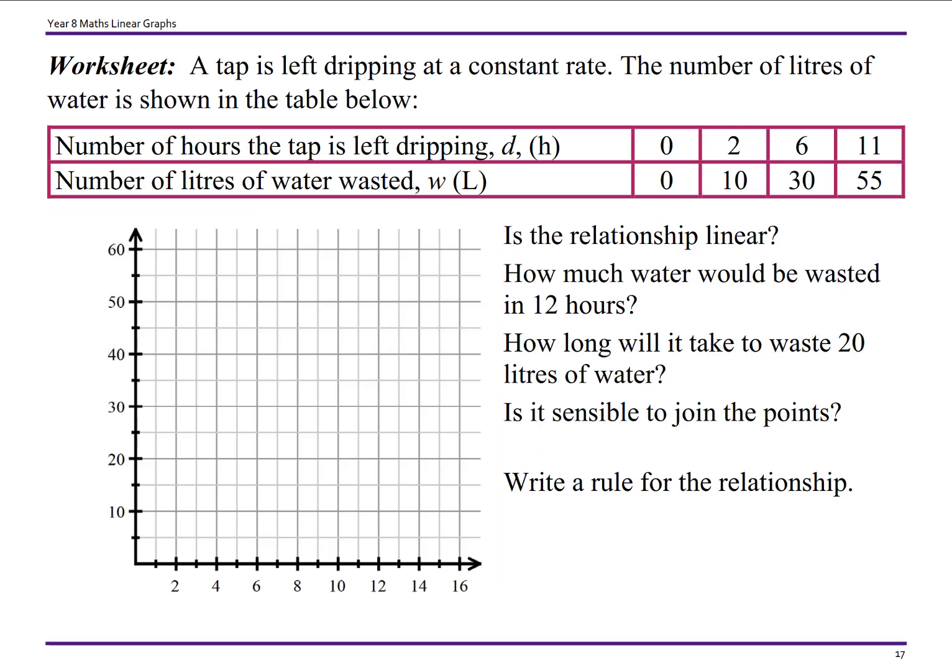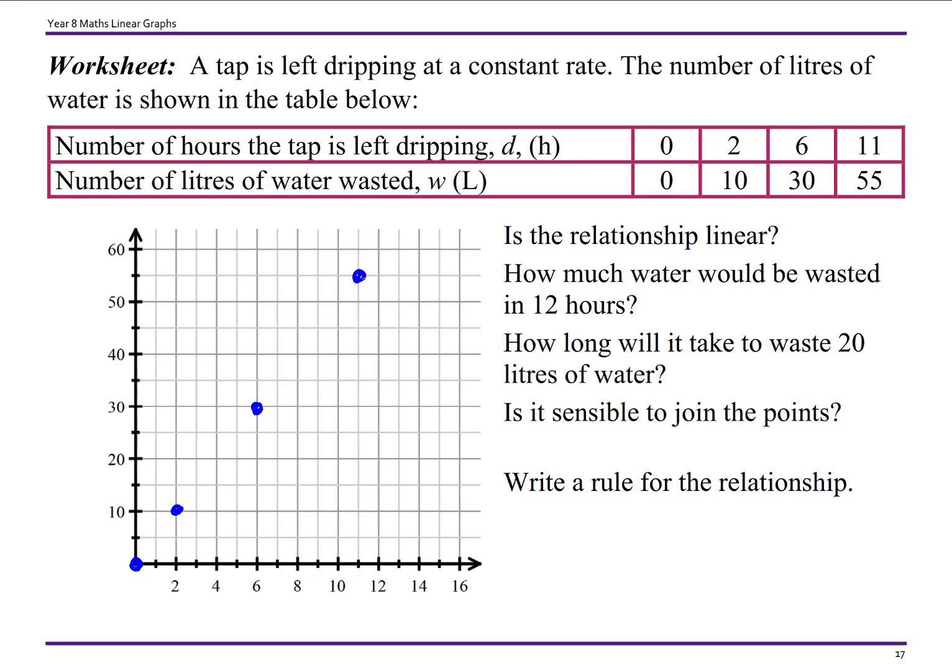Next, this is from the worksheet. A tap is left dripping at a constant rate. The number of litres of water is shown in the table below. So look at your worksheet so you can fill this in. So we have a table, 0, 0, 210, 630, and 11:55.